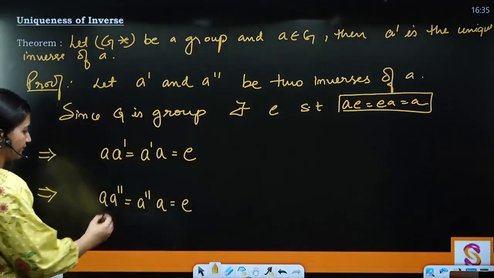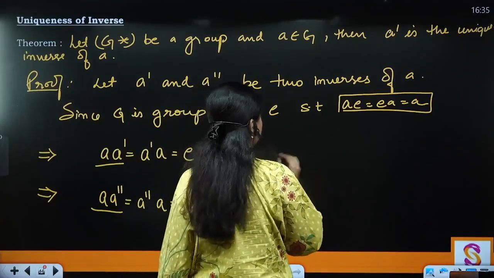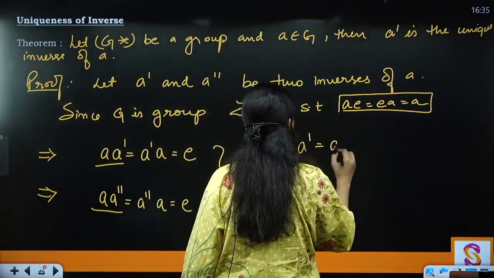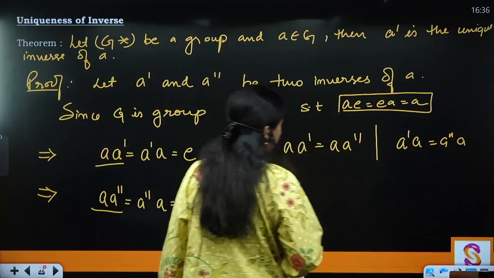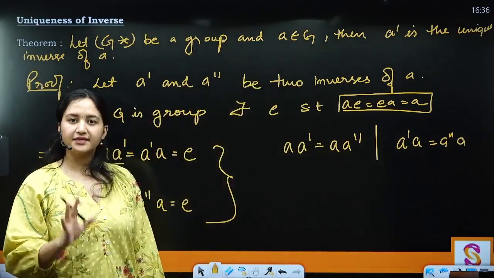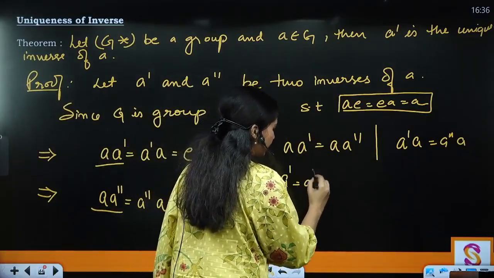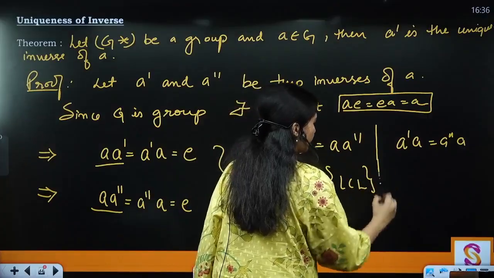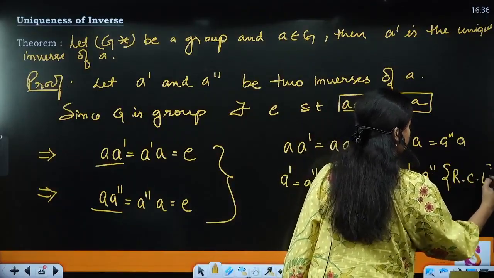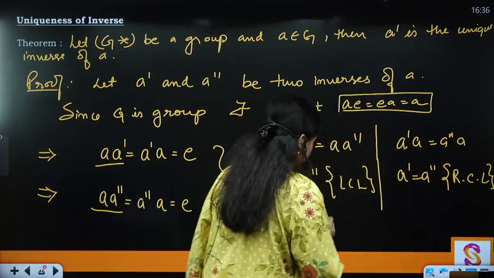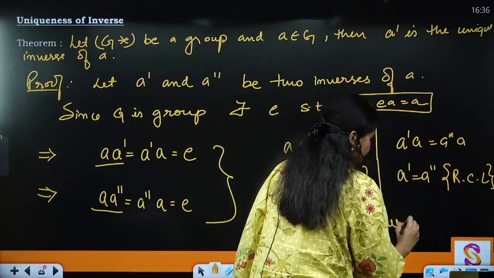So from here, if I combine these two parts of the equation, I get a a dash equals a a double dash and a dash a equals a double dash a. Since it is a group, it is going to satisfy the cancellation laws, right? So applying the left cancellation law, I get a dash equals a double dash, and here applying the right cancellation law, I will get a dash equals a double dash. This implies that a has a unique inverse. Clear?